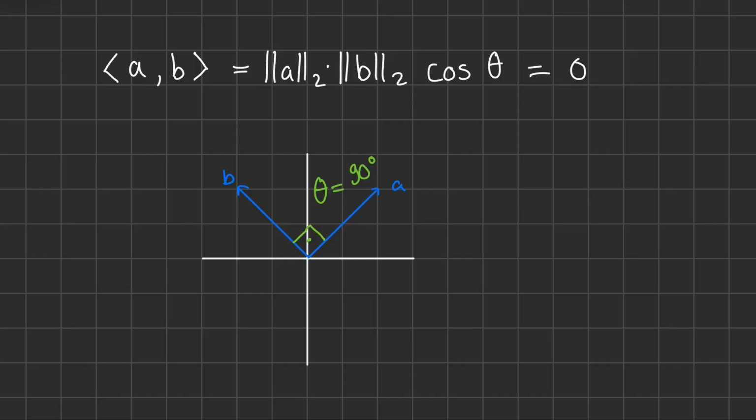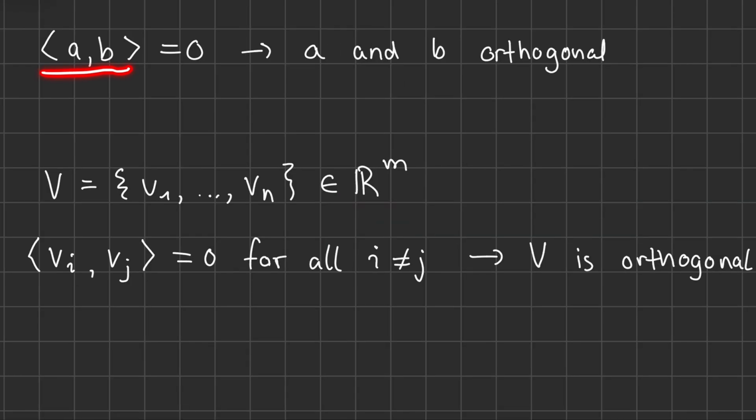And this is exactly what it means for two vectors to be orthogonal. So we've seen that if a and b have a scalar product equal to 0, that means a and b are orthogonal to each other. Now this concept can be generalized to sets.